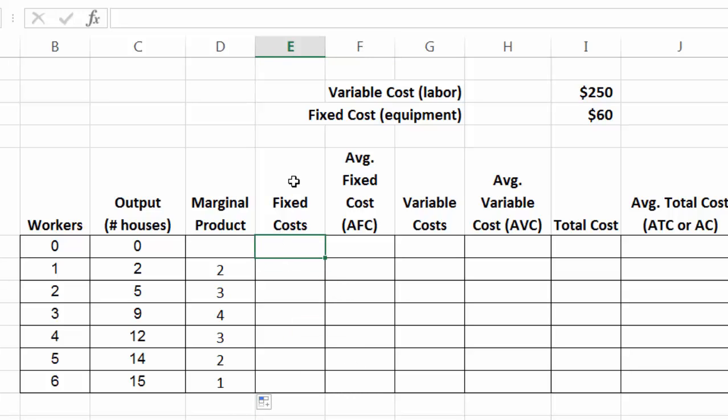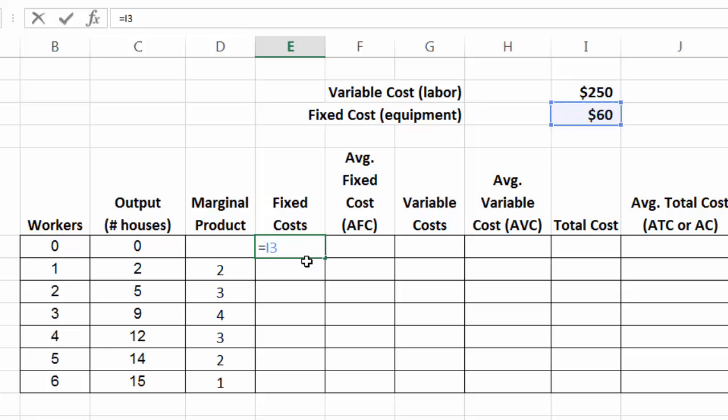Okay, now fixed costs. Remember, fixed costs, the definition is that they don't change with the level of output. That's the $60 Mike has to pay for his paint spray guns, regardless of how much work they're doing. So all we're going to do there is say equals 60 equals that cell.